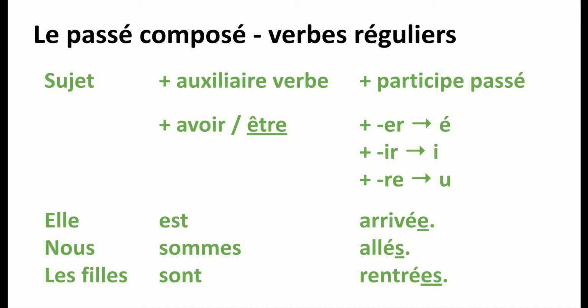If it's a regular ER verb, it's going to follow the rule of dropping the ER, adding the E with the accent aigu. Same if it ends in an IR, you add the I. If it ends in an RE, you add a U. So the past participle part does not change. That is based upon the verb that really describes the action.